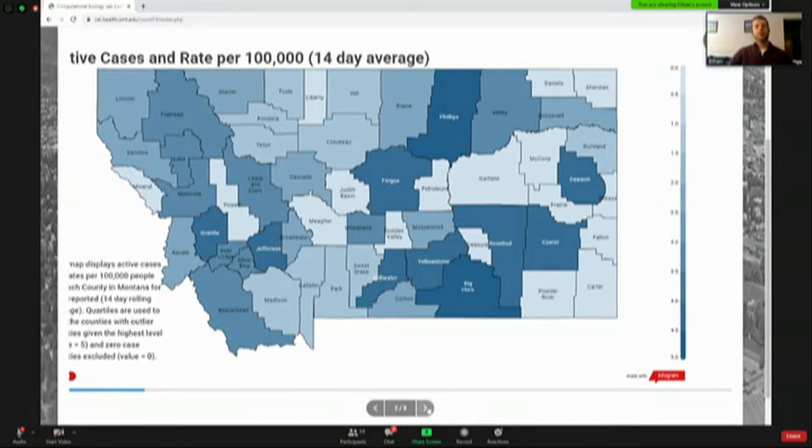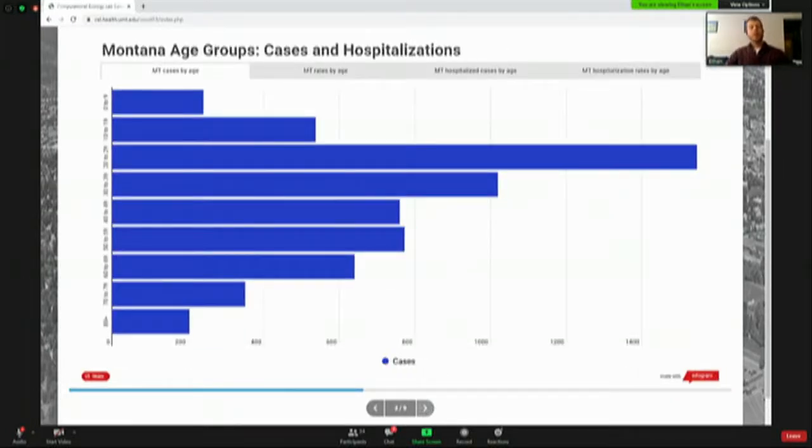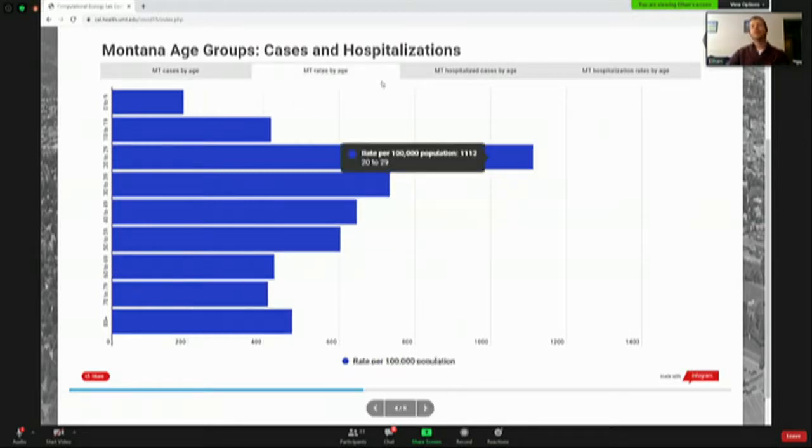We have some other tools on the website. If you click through here, you can look at how the data compares across age groups for the state of Montana. Here we're comparing incidence rate by age group for the entire state. Hovering over here and visualizing this graph, you can see that 20-somethings in the state have a much higher incidence rate than other age groups in Montana. They have around 1,500 cases, and their incidence rate is around 1,100 per 100,000 individuals.